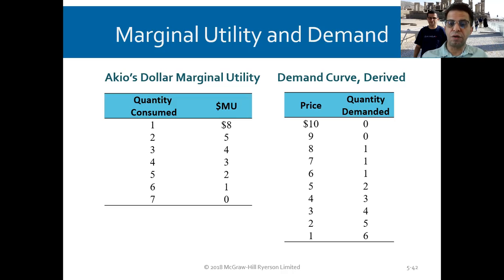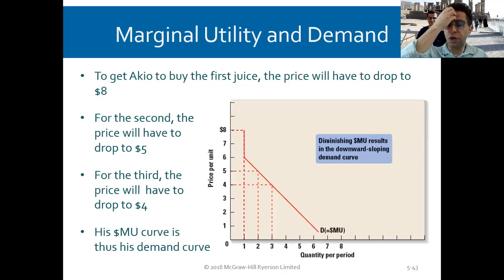So the demand curve is driven by the marginal utility. If we look at it as a graph, to get him to buy the first juice, the price will have to drop to $8, because we said if it's $10, he's not buying anything. At $8, he's willing to consume 1 unit.